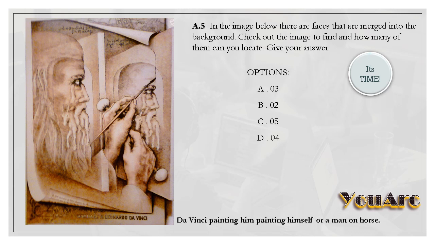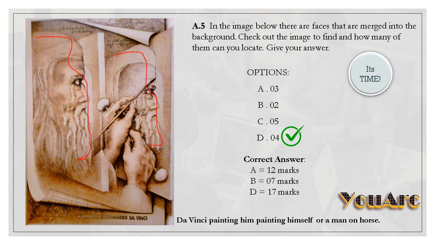Before revealing the answer, tell me guys, is Da Vinci painting himself or a man on the horse? So, here the answer is 4 because you can see Da Vinci, we can see 2 faces here, 2 faces here, as well as we can see a man moving on the horse. Can you see? Even here you can see a man with a hat moving on the horse. Right. So there are totally 4 faces.